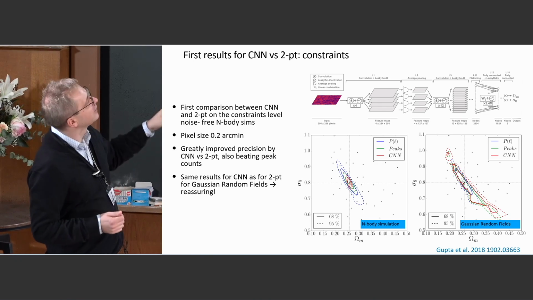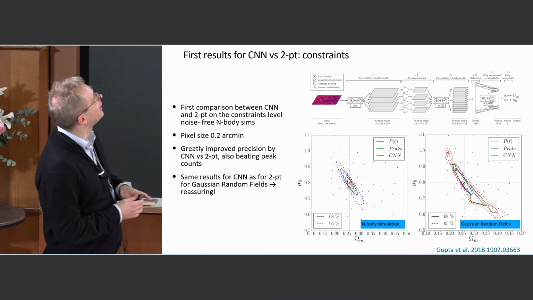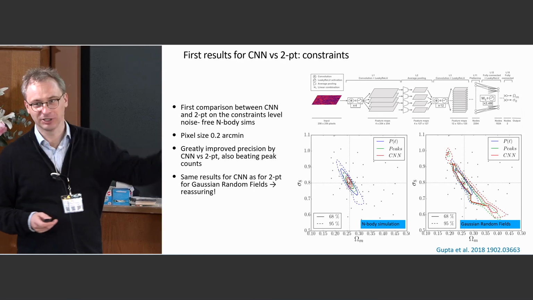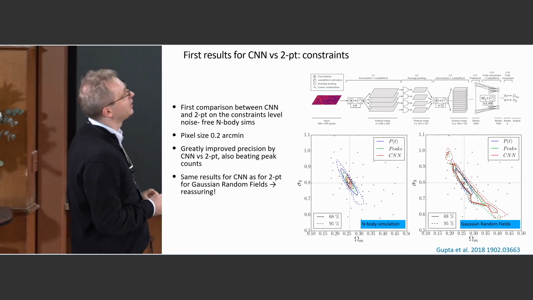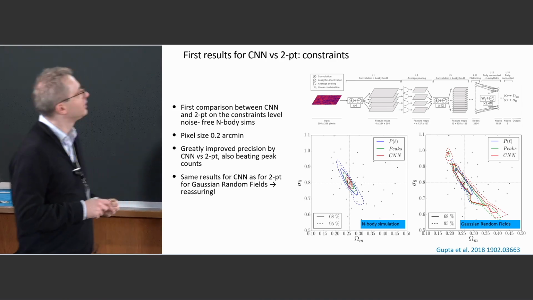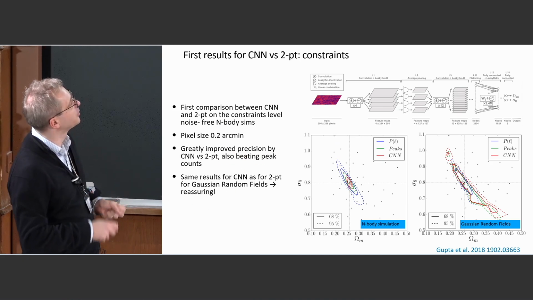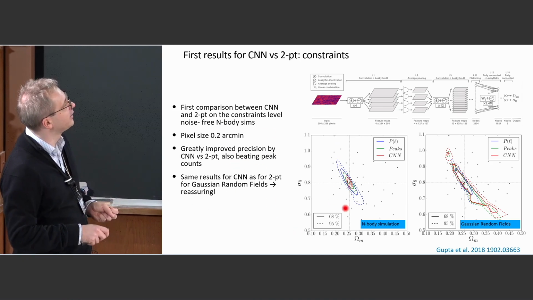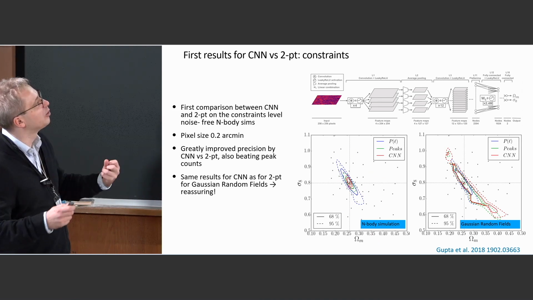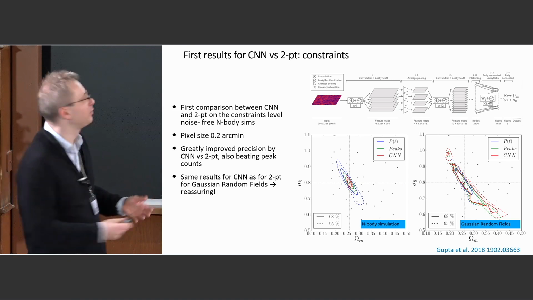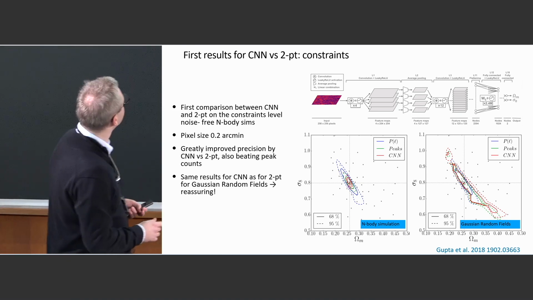Here, the first result was from the Columbia group. That was on noise-free, but regression, so actually getting constraints. And here, the pixel size was very small, so very high resolution maps. And for noise-free data, obviously CNN beats power spectra plus peaks. So that was already a very good hint that maybe it's worth to invest in that.